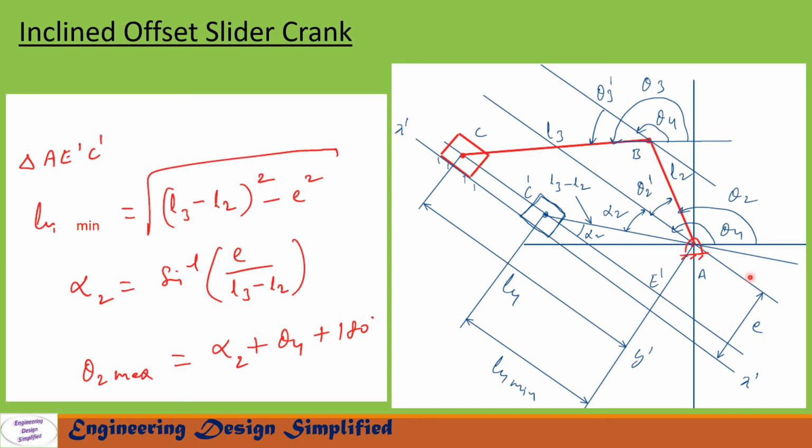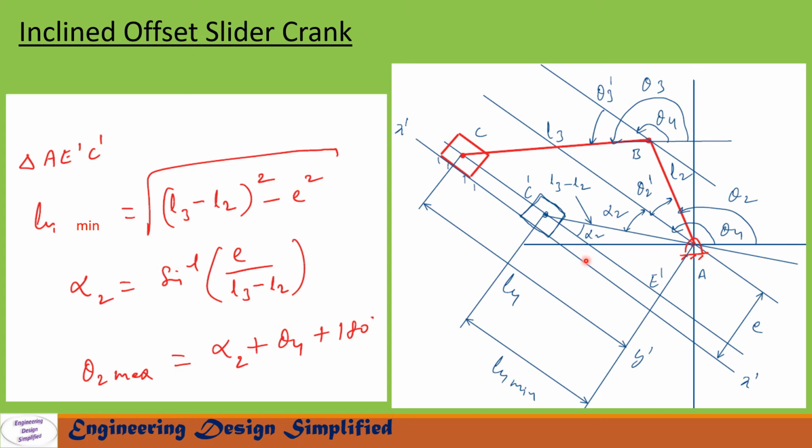L4 minimum will occur when the crank is turning to this position and crank and coupler are coming in line as shown in figure. So here also we get a right angle triangle, that is C prime, E prime and A. In this right angle triangle, this length is L3 minus L2. This length C prime to E prime is L4 minimum, and the angle between these two lines is alpha 2. Since this is alpha 2, this is also alpha 2.